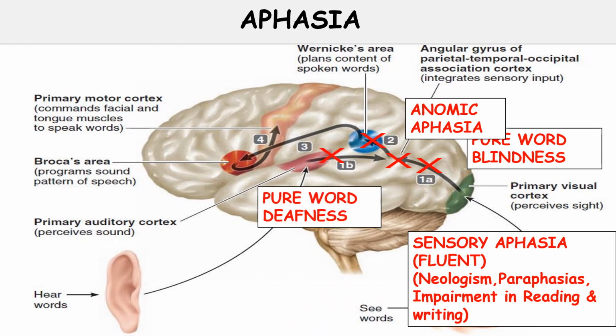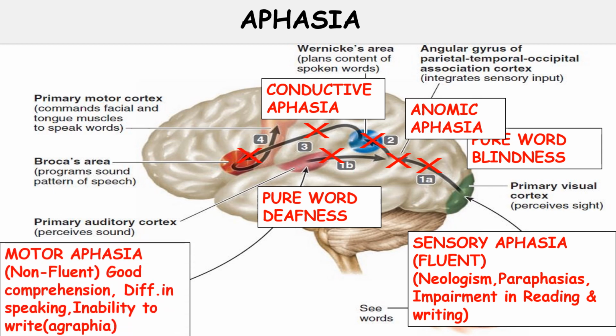And then pure word deafness. They cannot hear the word properly here, as the auditory cortex is damaged. That is pure word deafness. And then conduction aphasia, when there is damage to the arcuate fasciculus, here the repetition of a given word will not happen.